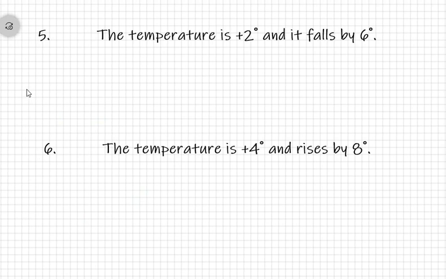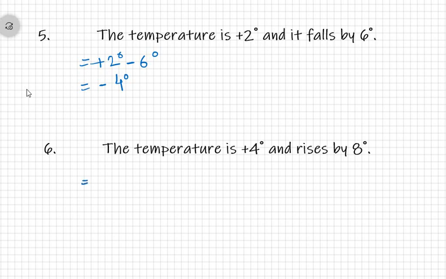So question number 5, the temperature is plus 2. I am writing here directly plus 2 degree, and the new temperature will be when it falls by 6 degrees. Falls means minus 6 degree. Minus 6 has a minus sign and 2 has a plus sign. So 6 is greater, so we will put the minus sign. How much is the difference between both? The difference is 4, so minus 4 degree.